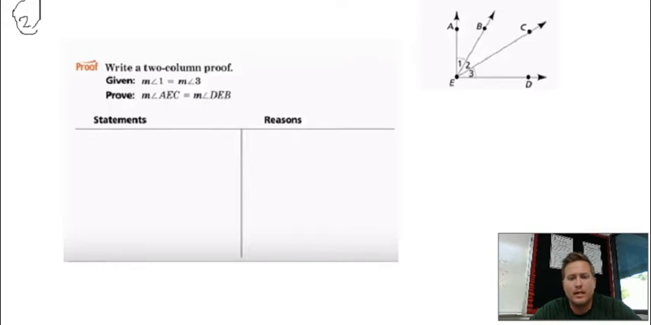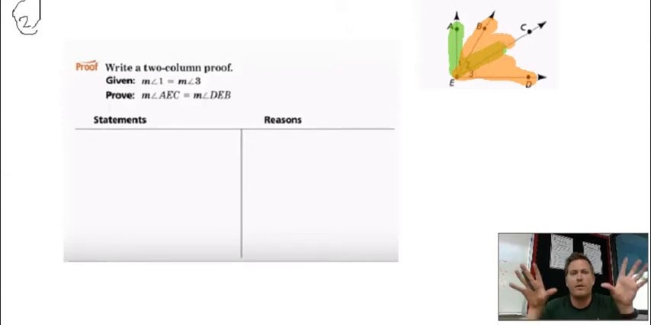And what is given is that angle 1 is congruent with angle 3. And what we are trying to prove is the angle AEC, so let's highlight it right here, angle AEC, that angle right there is congruent with angle DEB, right there. So we're trying to figure out that those two angles are congruent with each other.